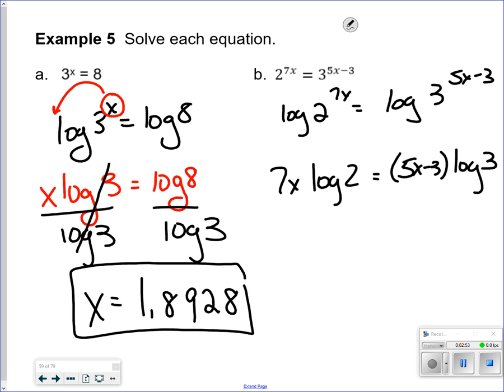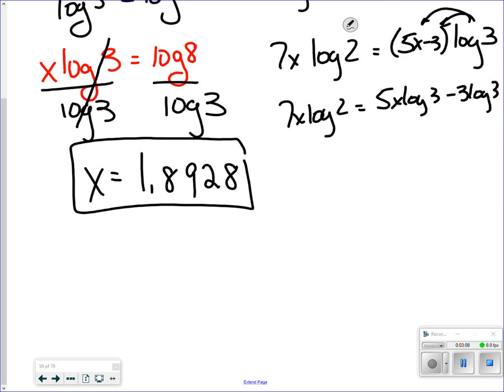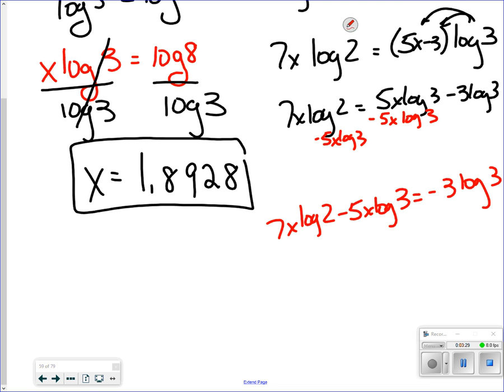Now, I would need to, and this is going to take us some time, so here we go. I'm going to need to distribute the log in here. So it actually becomes 5x times the log of 3 minus 3 log of 3. I need to get the x's on the same side. So I'm going to subtract 5x log 3. So now I've got 7x log 2 minus 5x log 3 is equal to negative 3 log 3.